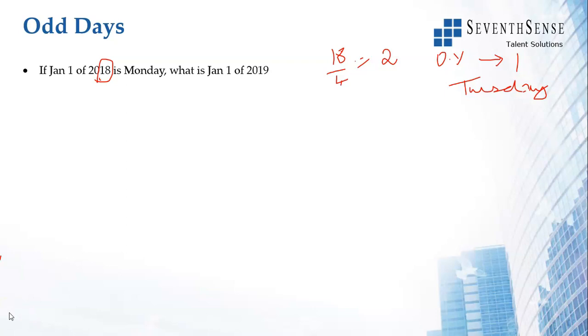It means the start of the year and the end of the year for an ordinary year is the same day. So December 31st of 2018 is also a Monday. Jan 1st of 2019, one odd day gets added, so it becomes a Tuesday.